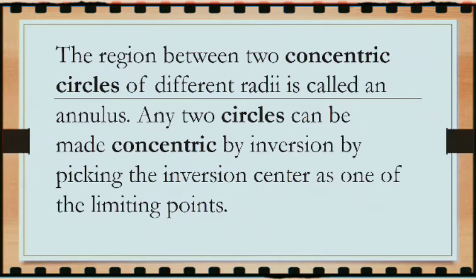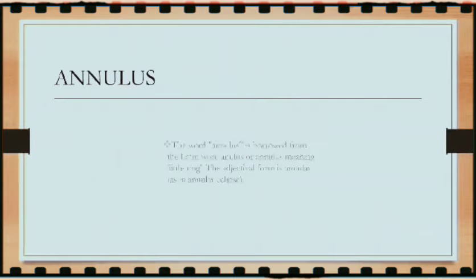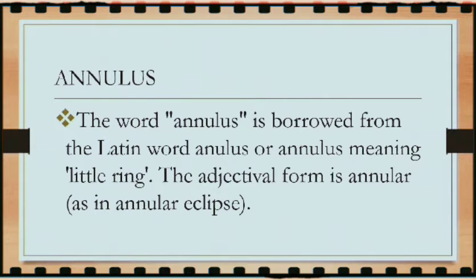Any two circles can be made concentric by inversion by picking the inversion center as one of the limiting points. So, annulus. The word annulus is borrowed from the Latin word annulus, meaning little ring. And always remember that annulus is a little ring in simple words. Annulus is a little ring.